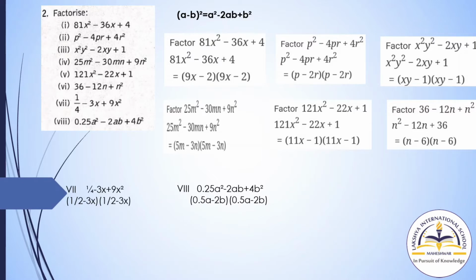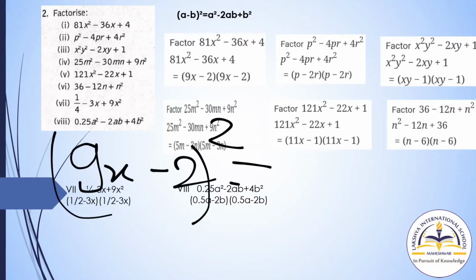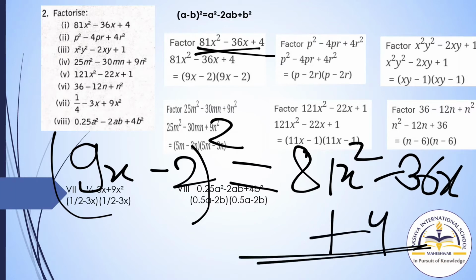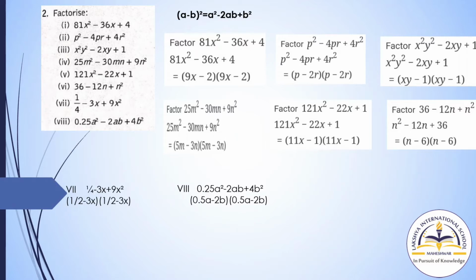You can also check whether (9x minus 2) whole square will be equal to this expression or not. When you check, you will get this expression. It means a equals 9x and b equals 2. That's why the two terms will be (9x minus 2) and (9x minus 2).